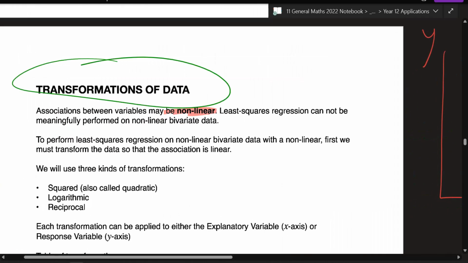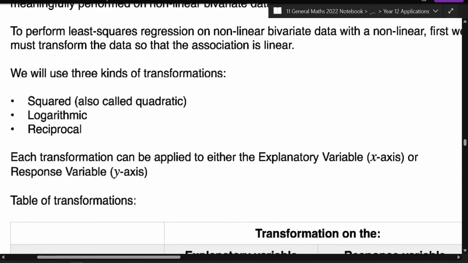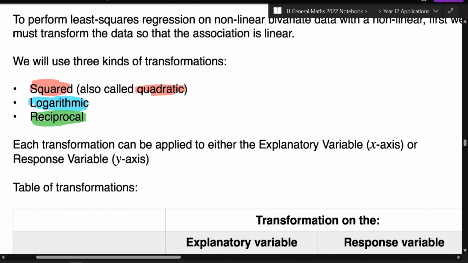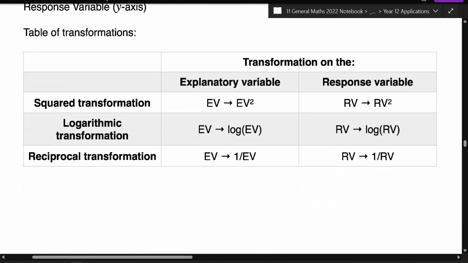So it's transforming the EV, the X variable, or the Y variable, whether you're stretching it or making it shorter. Now, there are three types of transformations that we're going to learn about: squared, or quadratic; logarithmic, or log; and reciprocal transformations. You can square your variables, log your variables, or do a reciprocal transformation on your variables. And these are the different transformations that you can use, in the table form.